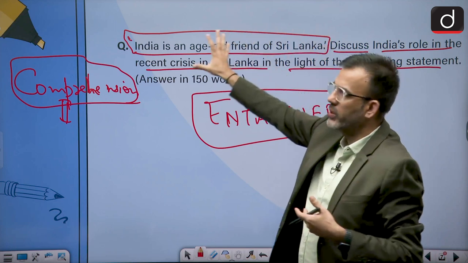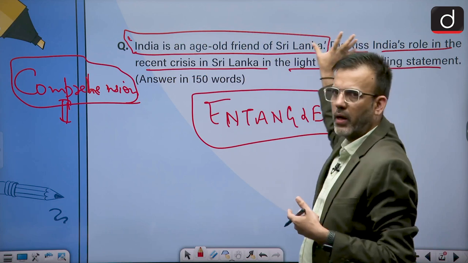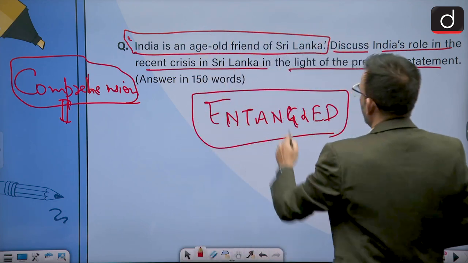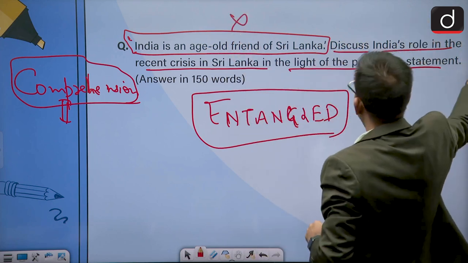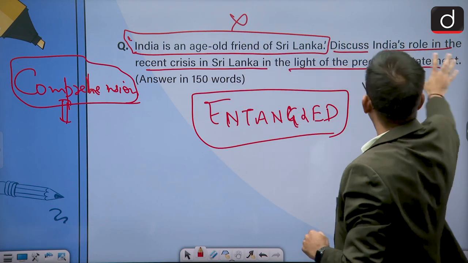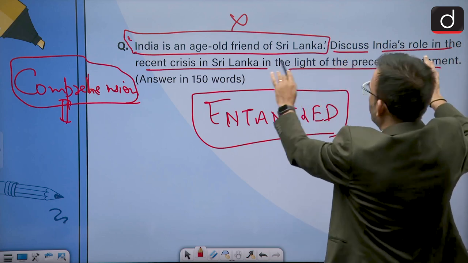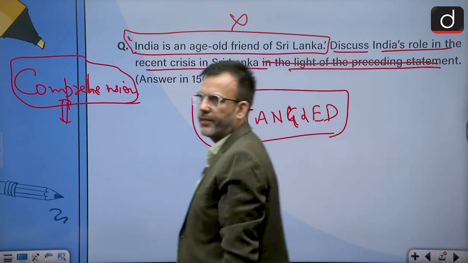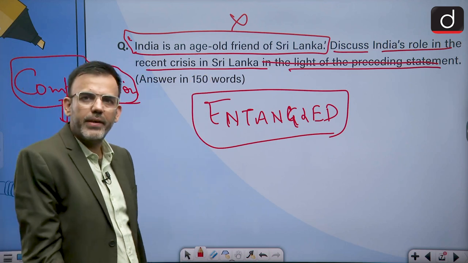Fine. So, when I am saying that this statement is entangled to the rest of the question, that means if you just ignore this statement that India is an age old friend of Sri Lanka, just for the time being, and let's read the rest of the question. Discuss India's role in the recent crisis in Sri Lanka, that's all. Let's erase everything else. Then the question becomes very straight.